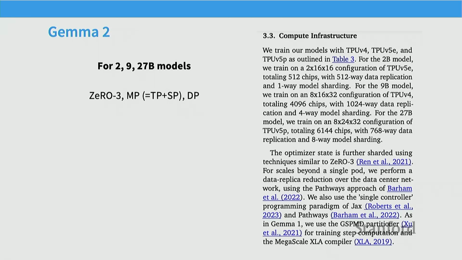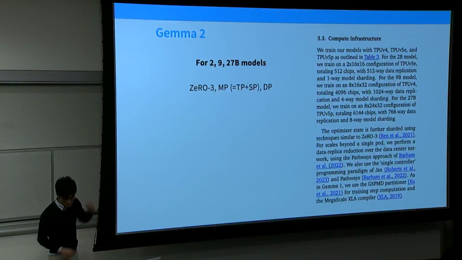Okay, and then the last example is for Gemma 2, and I wanted to end on this because this is a TPU example. They do ZeRO-3, which is roughly FSDP, and then they do model parallelism and data parallelism, right? And so here, as I said before, the TPUs allow them to stretch model parallelism a little bit further.